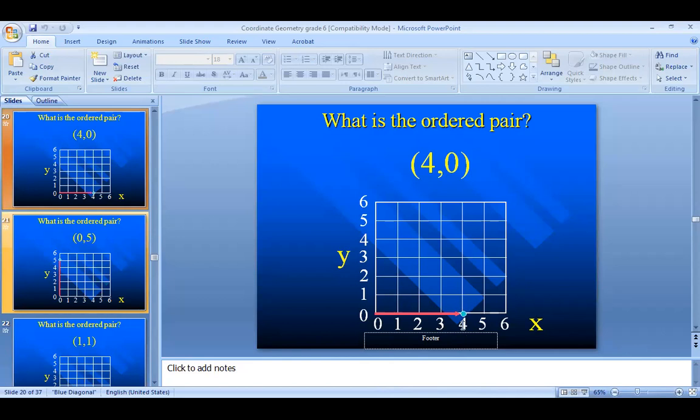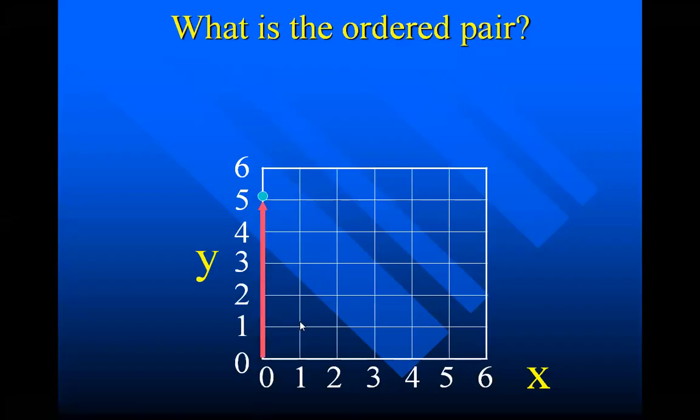You stop at point 4 on the x-axis only. Yes, okay. And the same, if you want to determine the ordered pair 0 and 5: 0 starts from 0 and goes up until it reaches 5. Here again, here is 0 and up to reach 5.